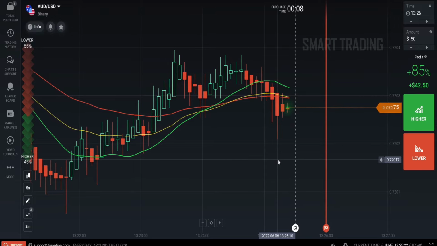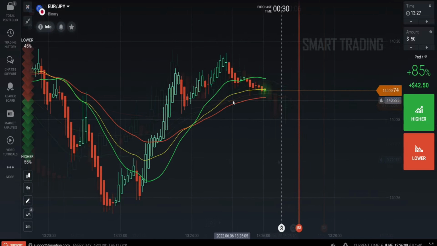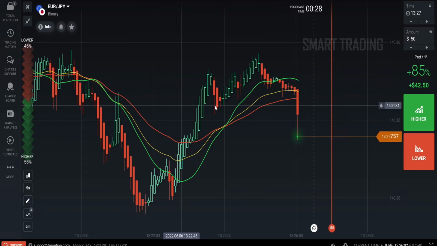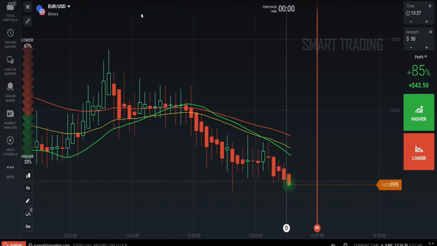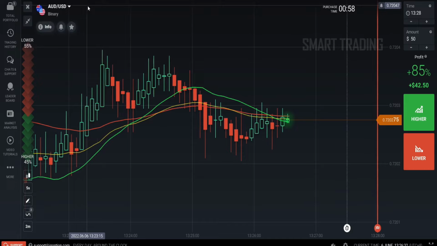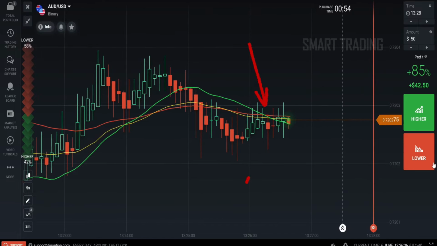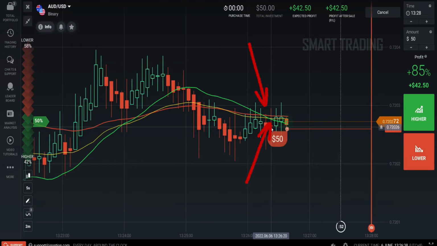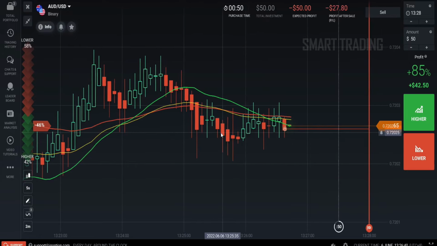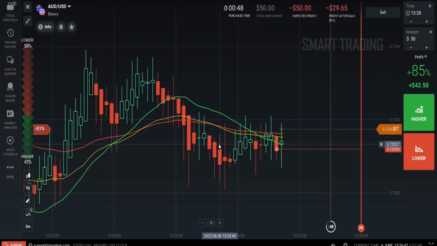Okay, let's try to trade with the 3 MA strategy. Let's find a good trading pair to start. Take a look at the AUD USD. The green line crosses over the 2 EMA. Then let's go for lower. Sometimes this strategy will not work on trendy markets.